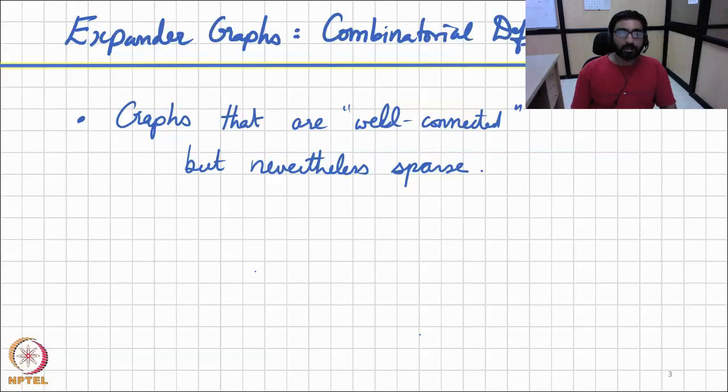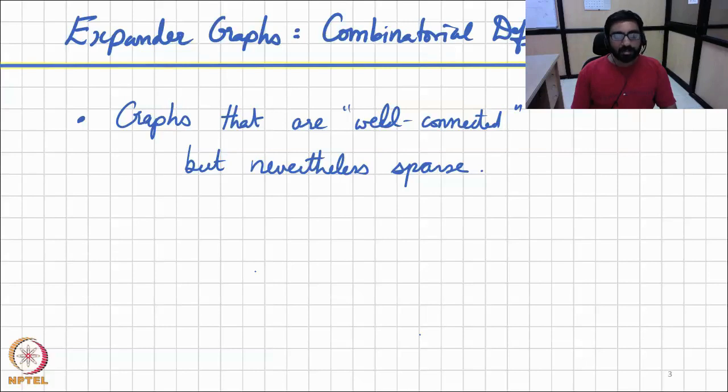And for this, we will first need to understand what it means for a graph to be a good expander. In general, expander graphs are graphs that are well connected, but nevertheless sparse. So there's a little bit of a tension between these two notions. If a graph is well connected, you expect the graph to have lots of edges. At the same time, we also are looking for sparse graphs. So this tension, as it turns out, can actually be resolved quite well. So we have what we call expander graphs that are really well connected, but are nevertheless very sparse.